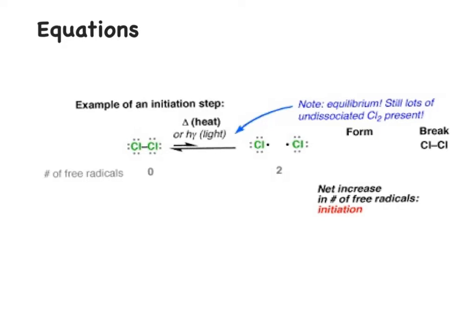So we can start off with 0 radicals, and I actually like the way this diagram does it. It talks about the number of radicals that are available in the system. So we start off with 0, and just with the homolytic fission, we actually get there and have 2 chlorine radicals. All right, so initiation causes radicals to enter the system.